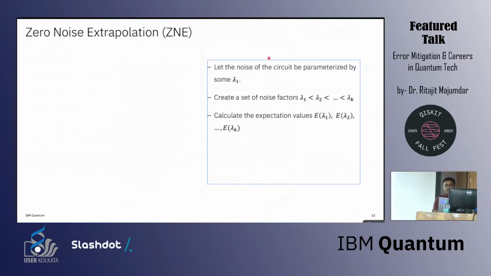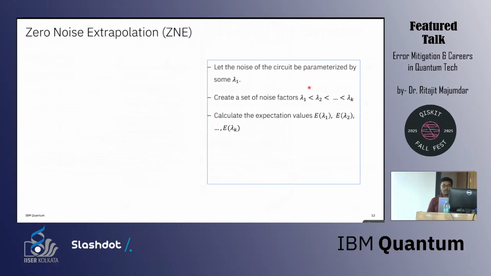Now this lambda is called a noise factor. I am going to create different noise factors, lambda 1, lambda 2, and so on, in increasing order. We will see how we can do this even without explicitly knowing what lambda is, because you understand that it's not a simple task to say that I have characterized the noise in the system. Even without properly characterizing it, it's possible to increase the noise factor or the noise level.